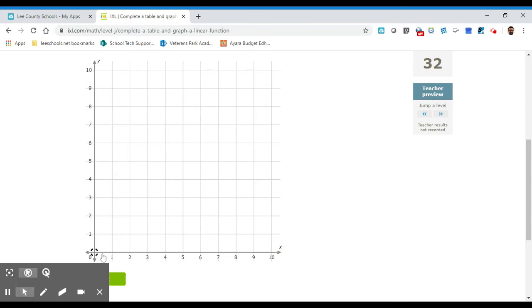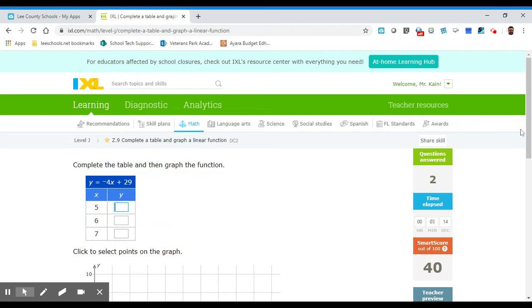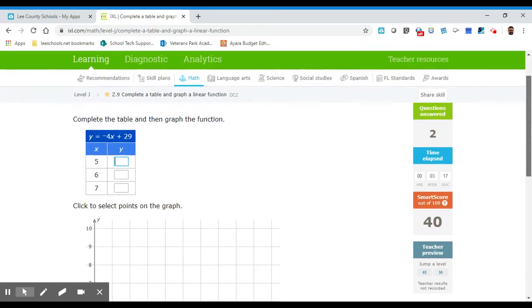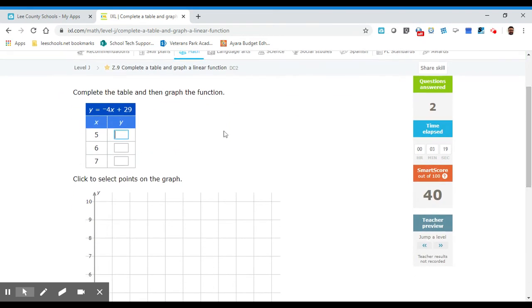Now 0, 4 means on my x, I don't go anywhere left or right. I just go up 4. And 2, 6 means I go over 2 and then I go up to 6. Right? Now we're getting a little bit more challenging. So this is where you're going to want to use your paper and write these down.